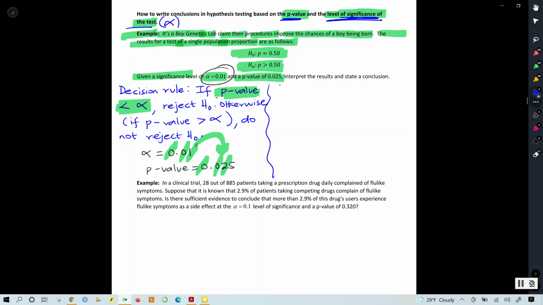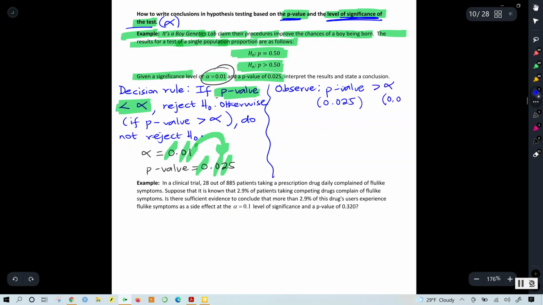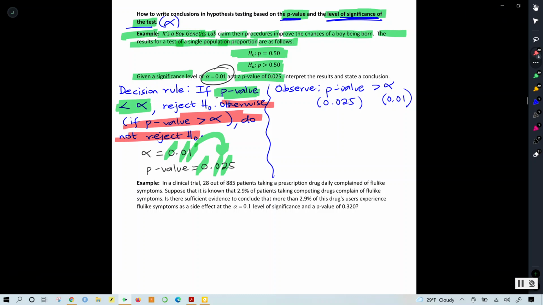So it stands to reason that what we observe in this case is that, let me first write it this way, the p-value of 0.025 is definitely greater than 0.01. So as it stands, this is the case of otherwise, which is the p-value is greater than alpha, so we do not reject the null hypothesis. So we do not reject the null hypothesis.